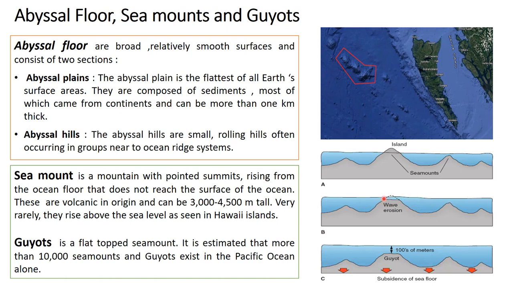As their summit gets eroded, there comes a point of time where they completely lose the summit and form flat tops like this, which is also known as subsidence of the seafloor. So the seamounts which have been eroded by the waves form guyots. It's like a flat top seamount. So we'll move to the next slide.